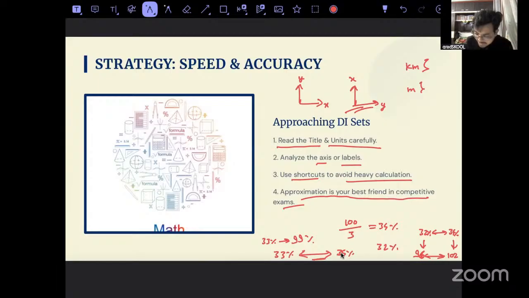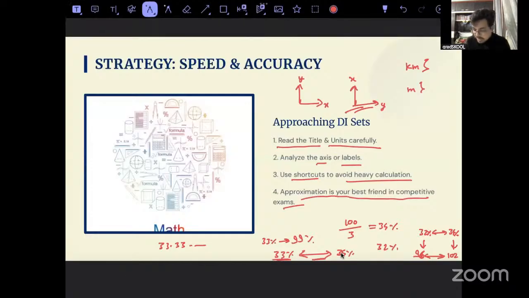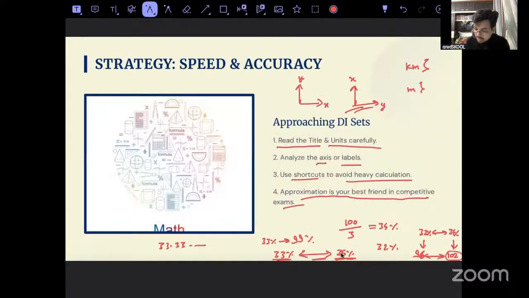The exact value is 33.333 and so on. So if you want to approximate the data, what you can do is take 33%, because this is nearer to 100%, since 34% will become 102% when multiplied by 3. 33% is 99%. So this is more near. Approximation values will be helpful, because sometimes options are so distinct that approximation will help you get the answer easily.